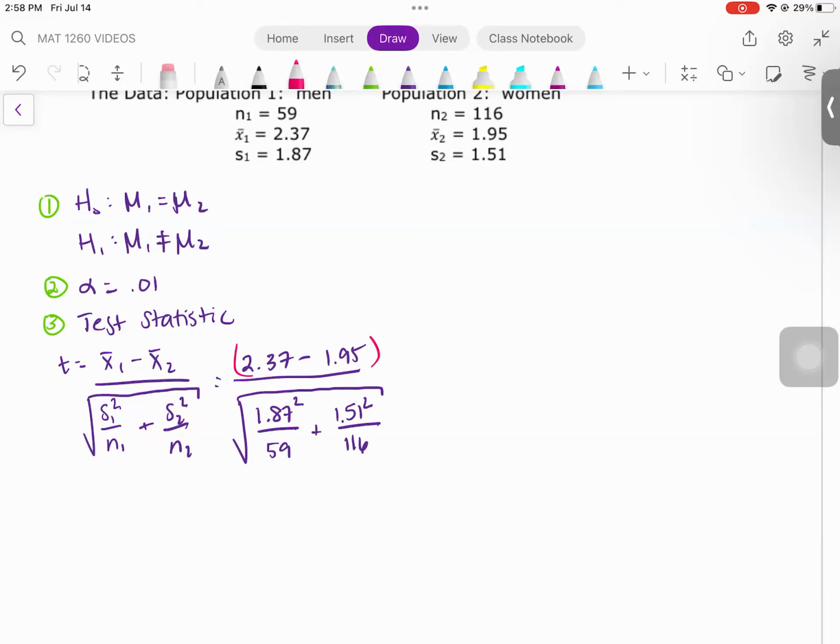Again, typing this all in at once, we need parentheses around the numerator, and rounding to 2 decimal places, we get T equals 1.49.